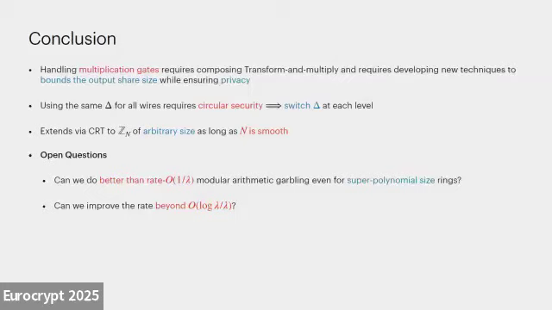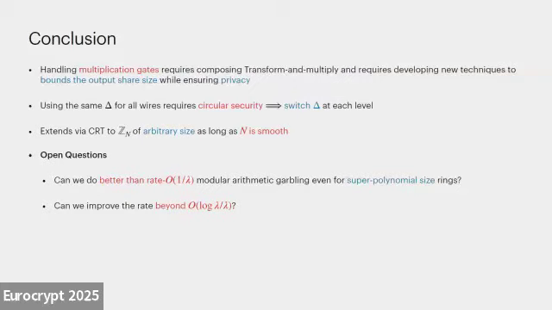So do I have time? Okay. So some concluding remarks. Handling a multiplication gate requires composing the transform and multiply gadget. So we have to be a bit careful about bounding the output share size and ensuring privacy. So this requires some new techniques.